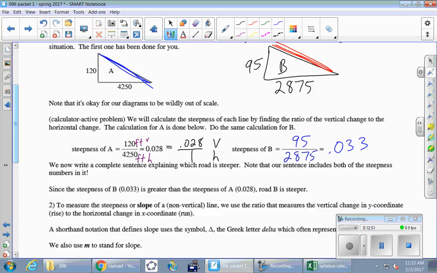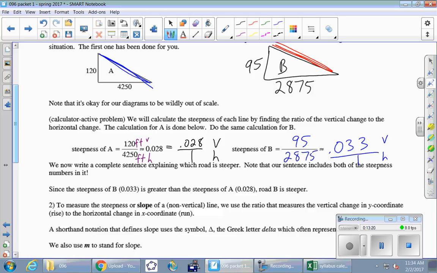So what that means for road A is that for every 1 foot horizontal, we go up 0.028 feet vertically, okay? And then the same thing over here, over 1, so vertical on top and horizontal on the bottom. For every 1 foot horizontal, we go up 0.033 vertically. So now we can compare. Now it's like an apples to apples comparison. In both cases, we're imagining traveling 1 foot horizontally, all right?